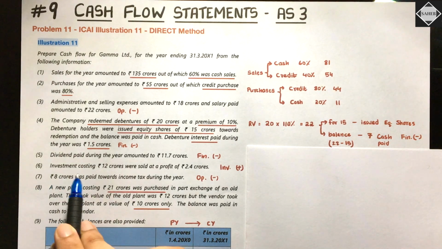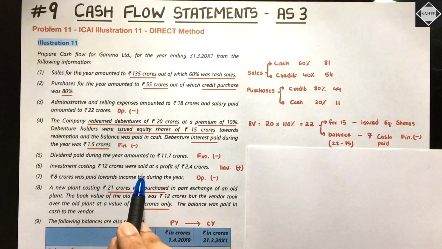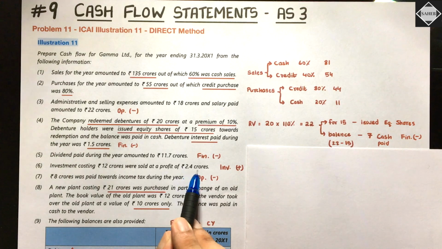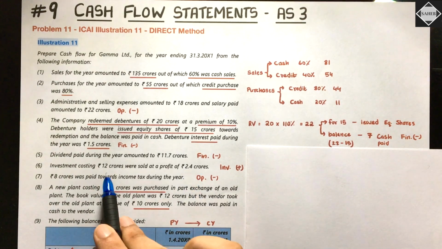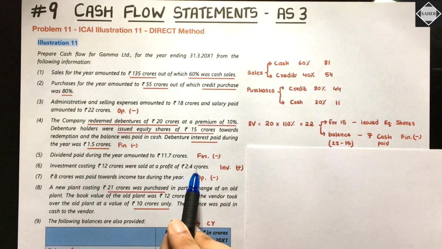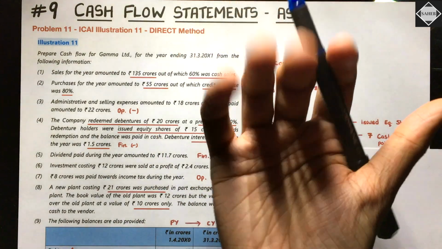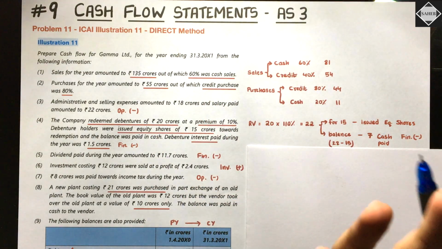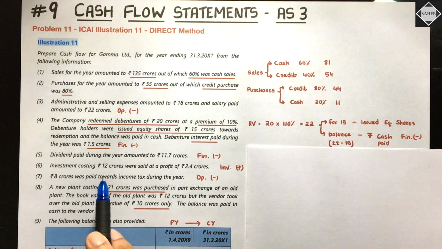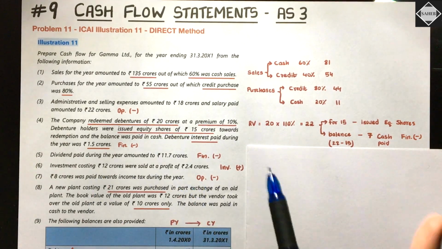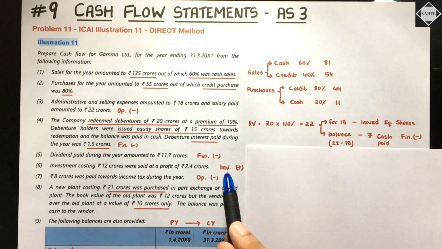Next we have investment costing 12 crores were sold at a profit of 2.4 crores. So that means what? Cost is 12 crores, profit is 2.4 crores. What's the sale value? Sale value is important, right? Because that's the money that we receive. The game is on cash flow. How much cash flow has happened? Cash flow is 14.4 crores. 12 plus 2.4. 14.4 crore is the cash flow. So that much you have to add in investing activity. Sale of investment. Simple, easy.